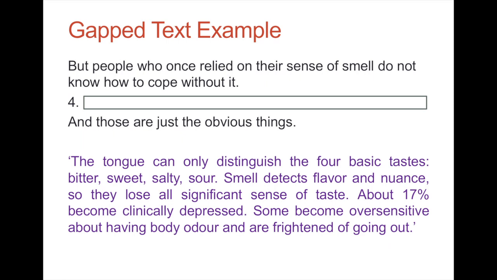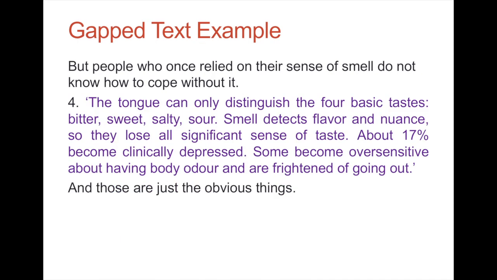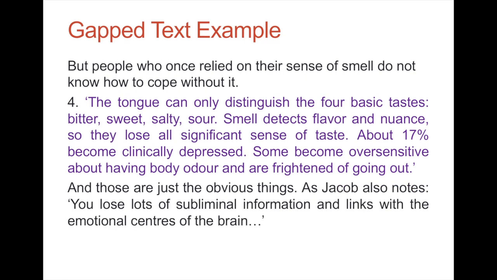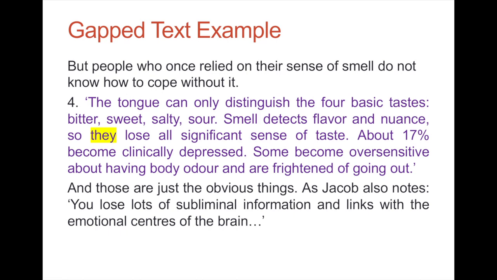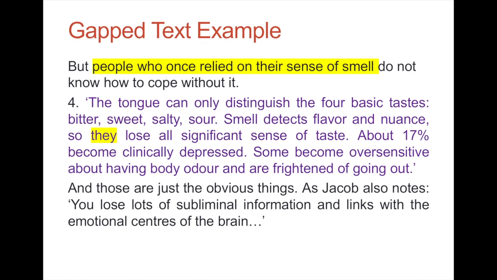So the author lists some worries that people have, people who lose their sense of smell. Then this connects with the sentence after the gap, where the author says, "those are just the obvious things." Those referring to the problems listed in the missing paragraph. And then he goes on to list more worries and problems. Also, note in the missing paragraph, we see a pronoun, they. This also connects with the word people from before the gap. So pretty much all pronouns are super important.